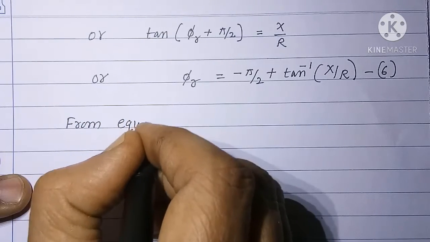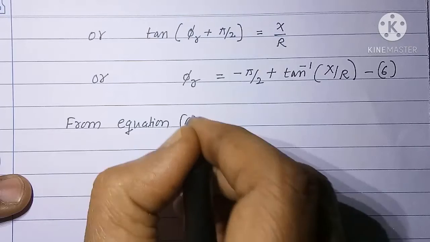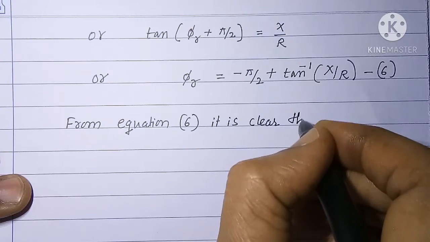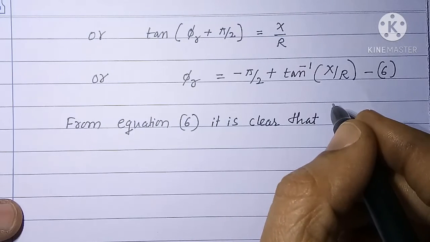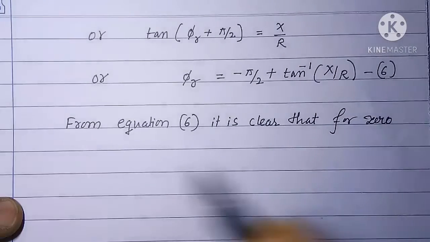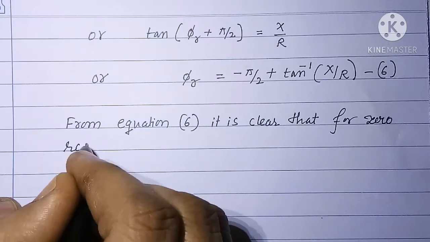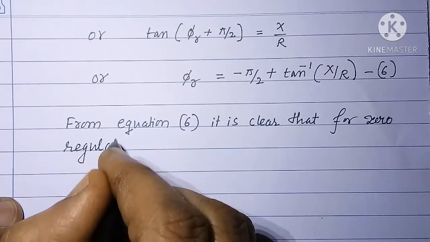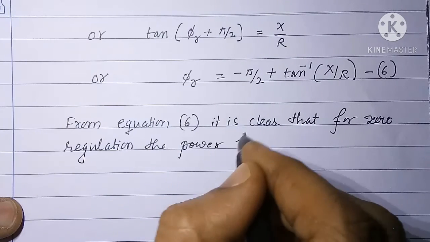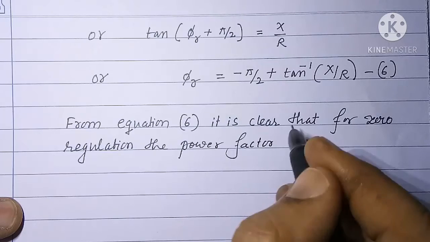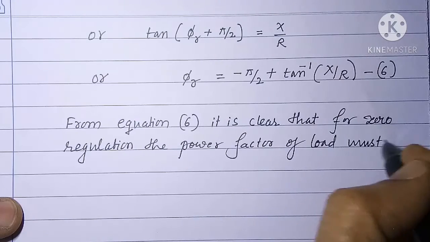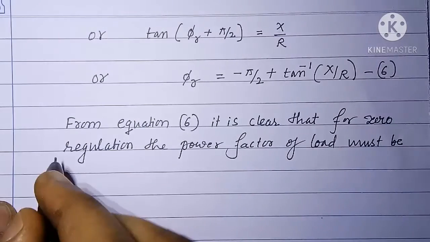From equation 6, it is clear that for zero regulation, the power factor of load must be leading.